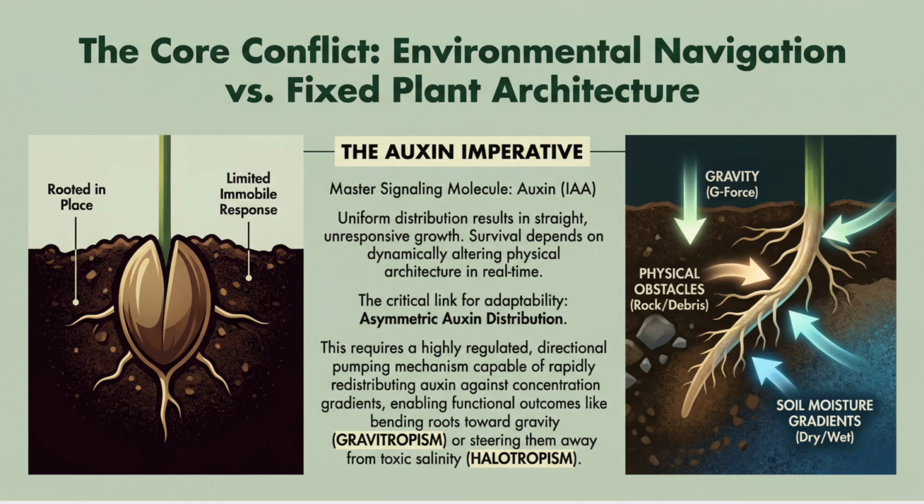In today's video, we will be sharing on the importance of auxin transport. This short video frames the central challenge plants face. They must explore complex environments while their bodies are fixed in place, and the hormone auxin sits at the heart of that problem. The images show how uniform auxin produces straight, unresponsive growth, while asymmetric auxin distribution, generated by directional pumping, lets roots bend toward moisture or away from salt, enabling real-time adaptation.